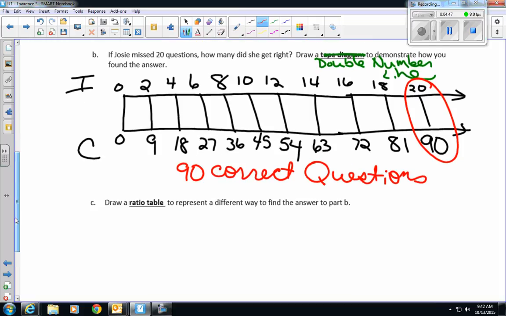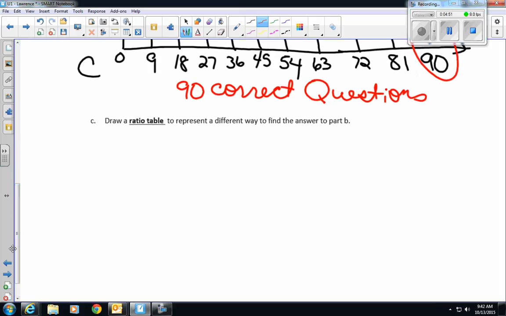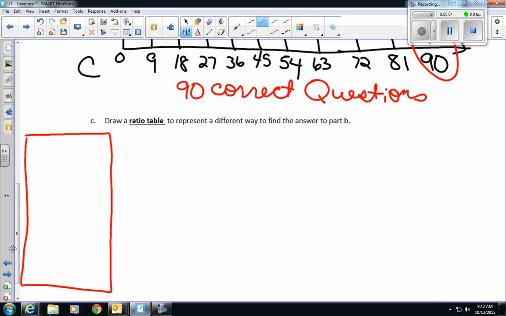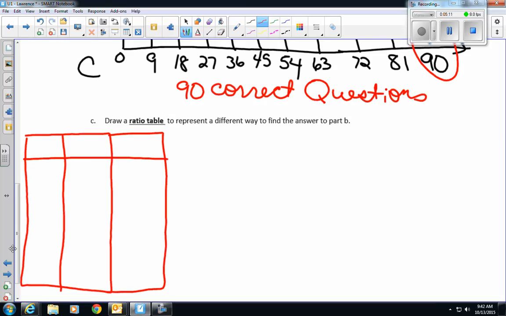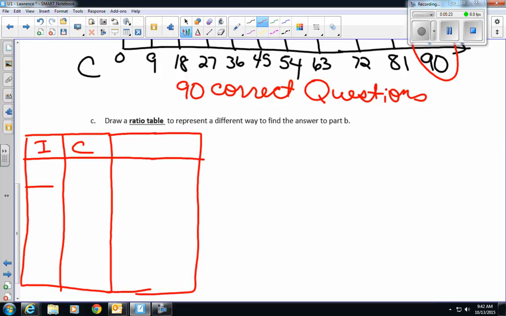Now, draw a ratio table to represent a different way to answer part B. As far to the right as you can, you're going to put a table. Don't make it big, because we're going to put something to the right of it. 3 columns. The third column needs to be a bit wider than the rest. So kind of like this. And then we have incorrect, and correct, and leave the last one blank for now.